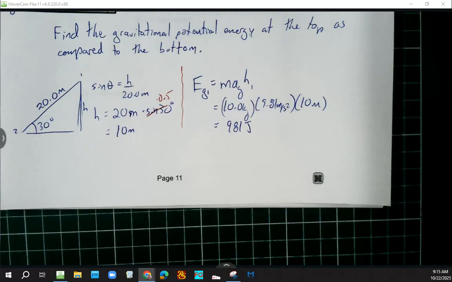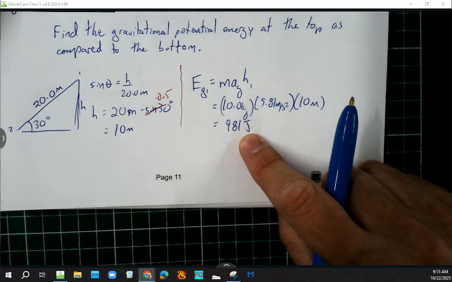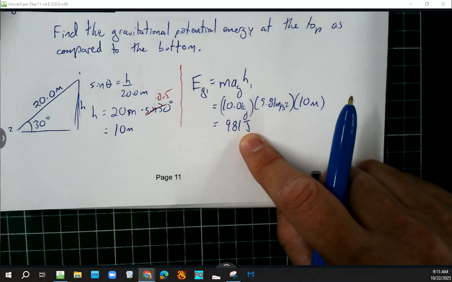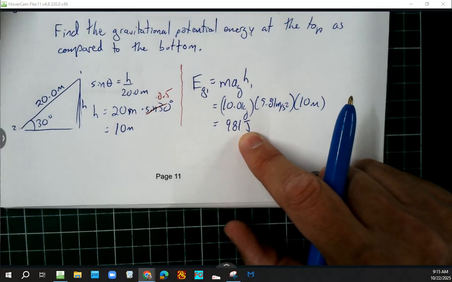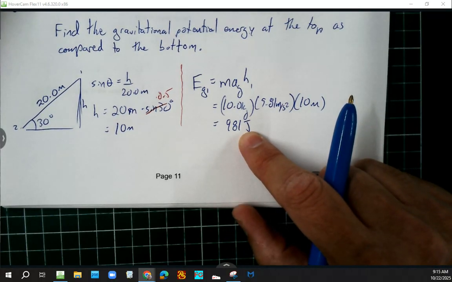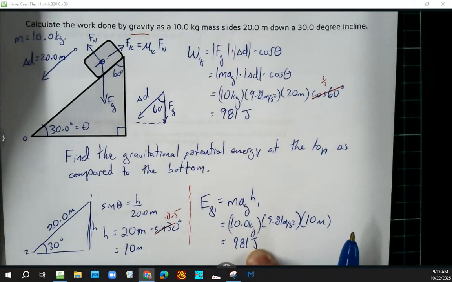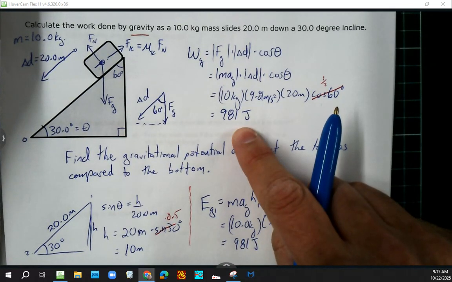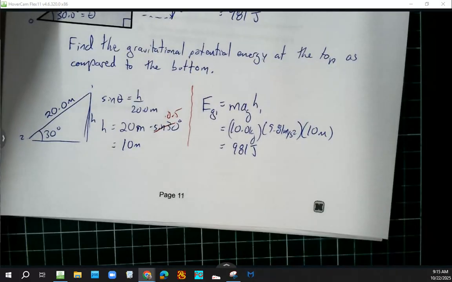And you think to yourself, what? This thing had 981 joules in its pocket when it was at the top of the ramp. How much did it have stolen from its pocket by the time it got to the bottom? That much, right? People okay with that?